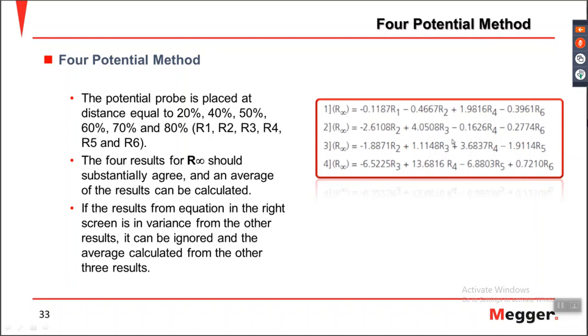If the result from the equation in the right screen is invariant from the other results, it can be ignored, and the average calculated from the other 3 results. So if different, you need to ignore this measurement method, I think.